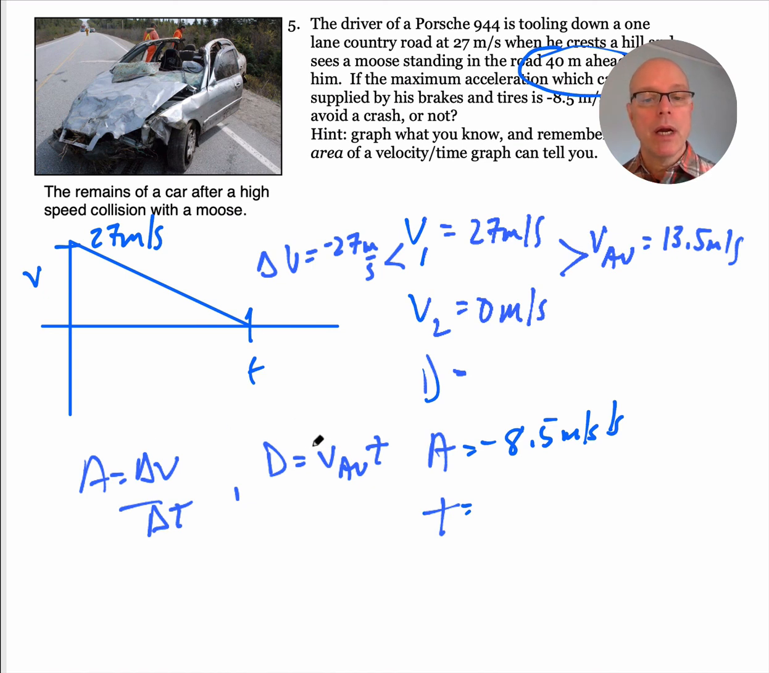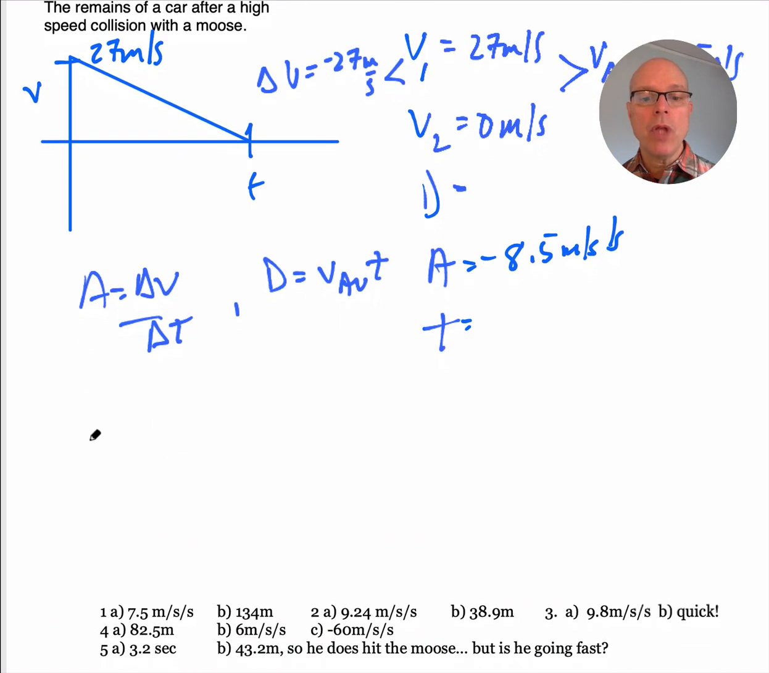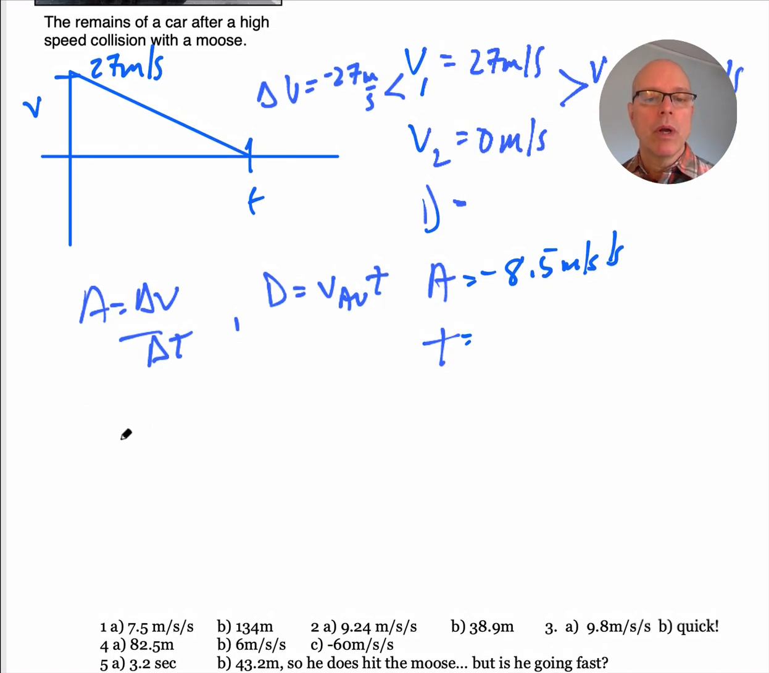Just to compare, I pretended that I didn't have the 40, so I'm going to stand by my guns there. I'm going to pretend I don't know the D, I do have the V average, and I don't have the T. So that says to me that I shouldn't use this formula first. Watch what happens. I'm going to use the acceleration formula. First I'll solve this formula for delta T: cross multiply the delta T, and then divide both sides by A. So delta V divided by A gives me the time it takes the car to slow down.